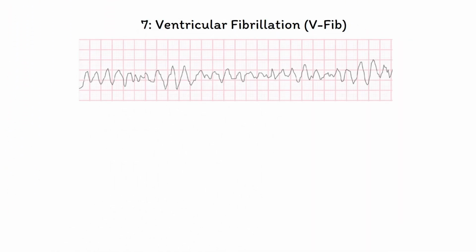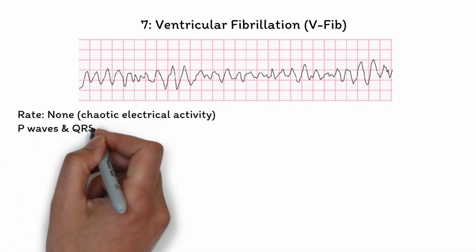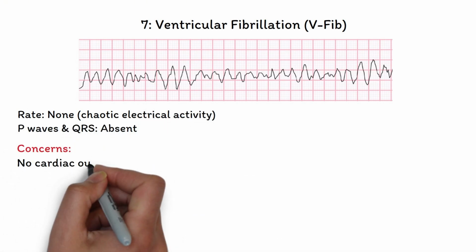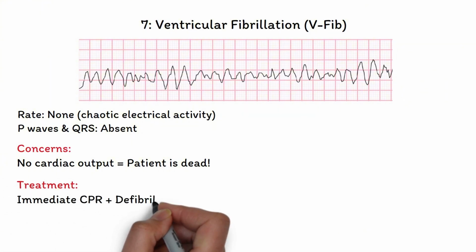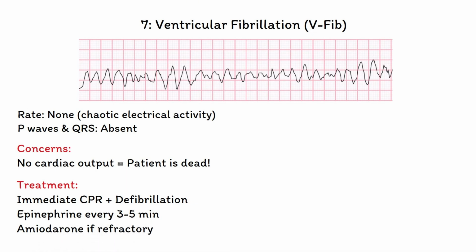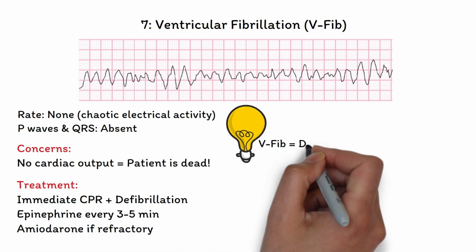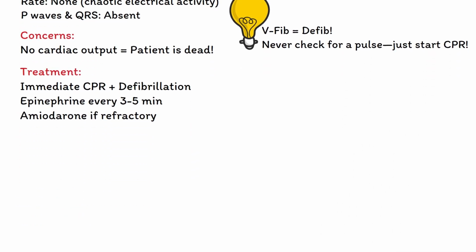7. Ventricular fibrillation, VFib: rate none, chaotic electrical activity, P waves and QRS absent, no cardiac output, so the patient is dead. Treatment: immediate CPR plus defibrillation, epinephrine every 3 to 5 minutes, amiodarone if refractory. NCLEX tip: VFib equals defib. Never check for a pulse, just start CPR.